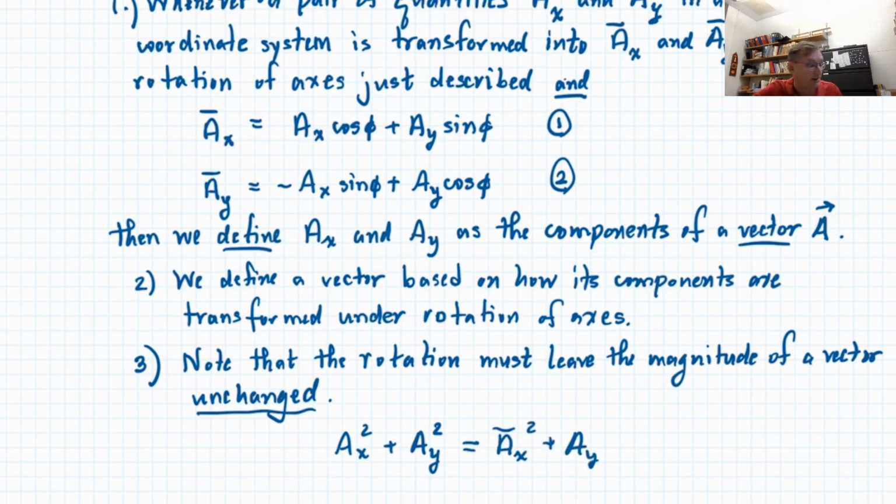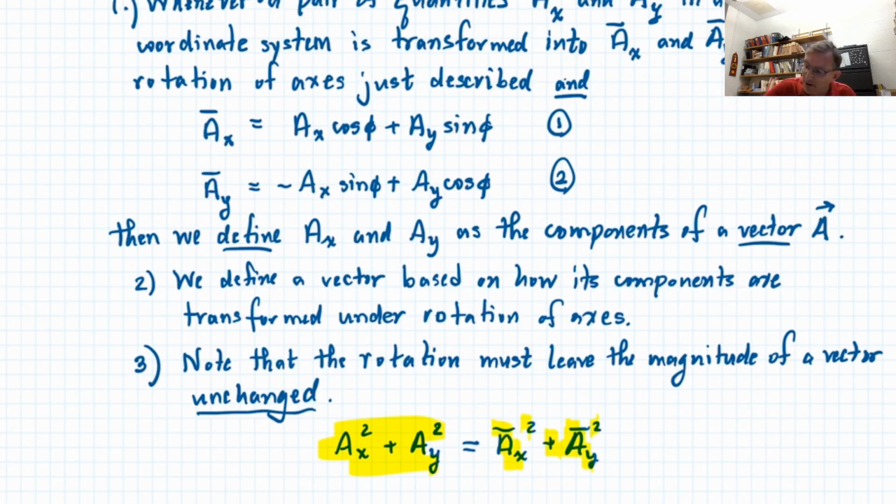But when I do that operation, I've got to get the same thing that I got for the magnitude with the original axes. Now you can actually use equations 1 and 2. You can substitute equation 1 in for ax bar and then square it, and you can substitute equation 2 in for ay bar and square and add. And do all your math carefully, and you will discover you get ax squared plus ay squared. So equations 1 and 2 manifestly obey this, but it has to be true.